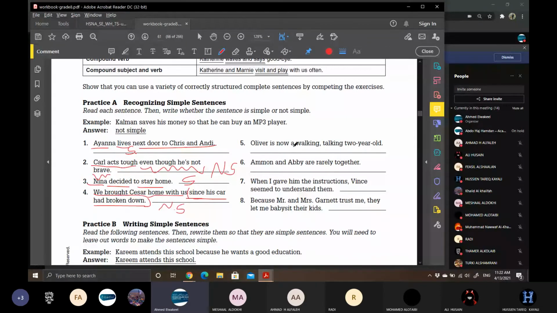Oliver is now a walking, talking 2-year-old. So all of it describing just one subject and one verb. So that's a sentence.